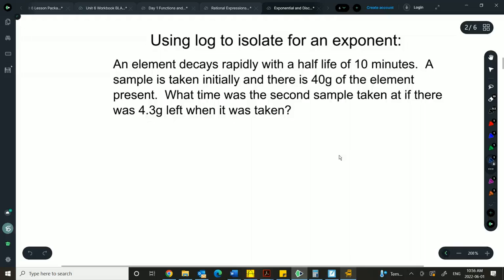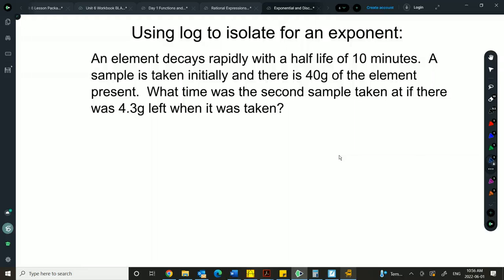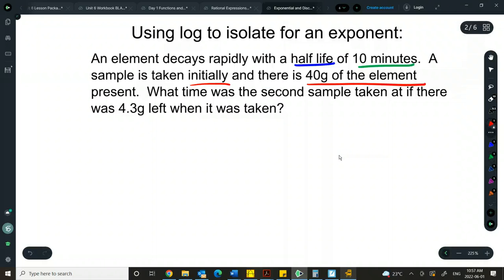Okay, here's probably the example that we all want to kind of tune in for, which is how to use log, if you don't remember how to do this. So this one's a little bit more complex. An element decays rapidly with a half-life, I'm going to underline that, of 10 minutes. I'm going to underline that too. A sample is taken initially and there is 40 grams of the element. I'm going to underline that. What time was the second sample taken if there was 4.3 grams left when it was taken?